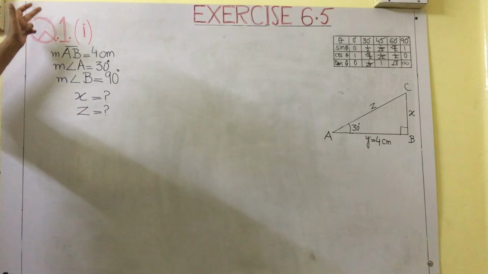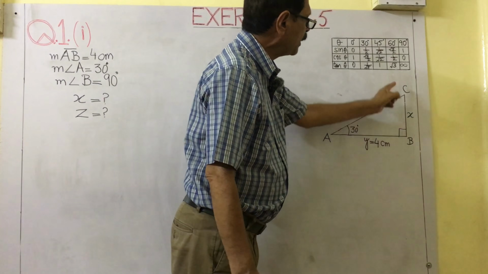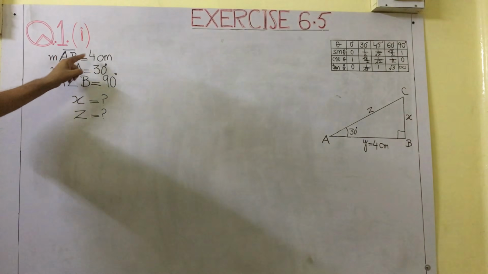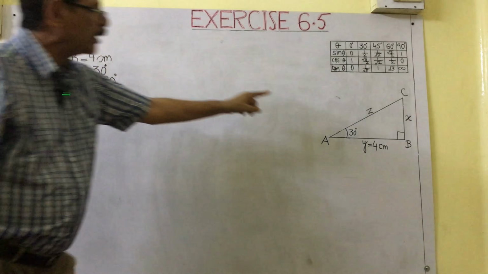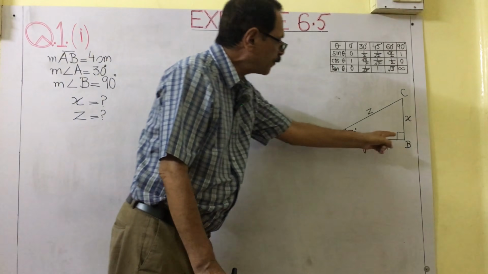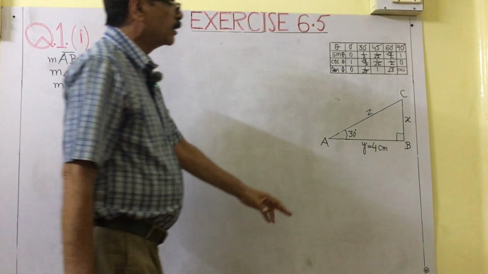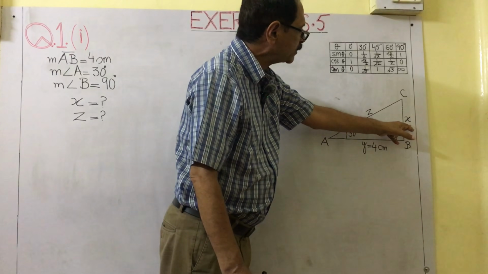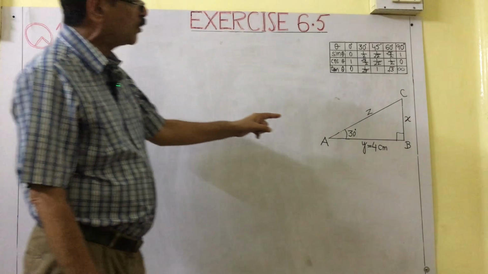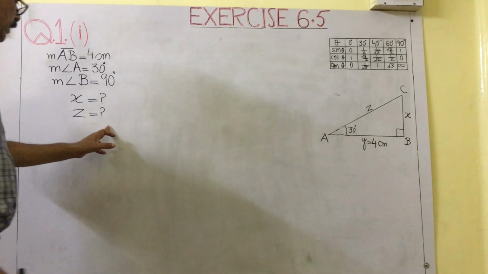Now let us move to question 1, part 1. In right triangle ABC, measurement of side AB is equal to 4 centimeters. Measurement of angle A is equal to 30 degrees. Measurement of angle B is equal to 90 degrees. Find the value of X, that is measurement of side BC, and find the value of measurement of side AC, that is Z.